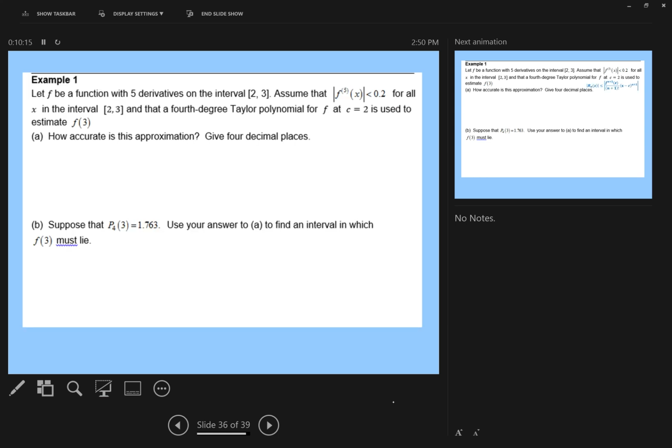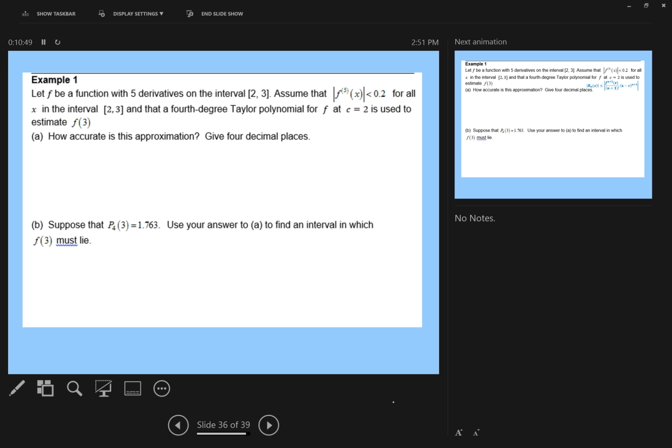Let f be a function with 5 derivatives on the interval from 2 to 3. Assume that the absolute value of the fifth derivative is less than 0.2. Didn't they just tell me the maximum value of the fifth derivative? Sometimes when you get lucky, they hand you the maximum value on a silver platter. Sometimes you have to figure it out yourself, but sometimes they say, look, here's the maximum value of the fifth derivative. Now go plug it into the formula like you did in Algebra 1.